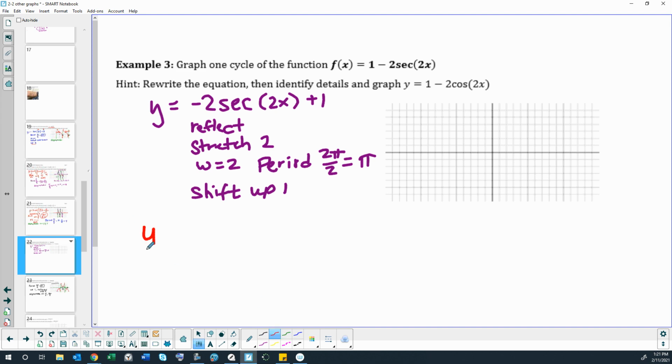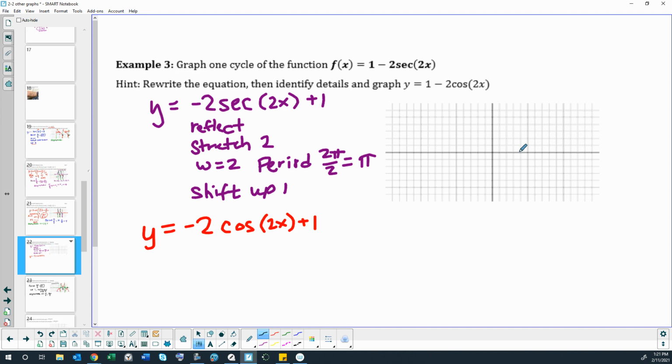So like I said before, let's just go ahead and graph this as negative 2 cosine 2x plus 1. And then we just take those guidelines to create this. All right, so cosine. Let's put in our quarter marks, our key 5 points for a normal cosine graph. We're going to label this a little differently than I've been doing.